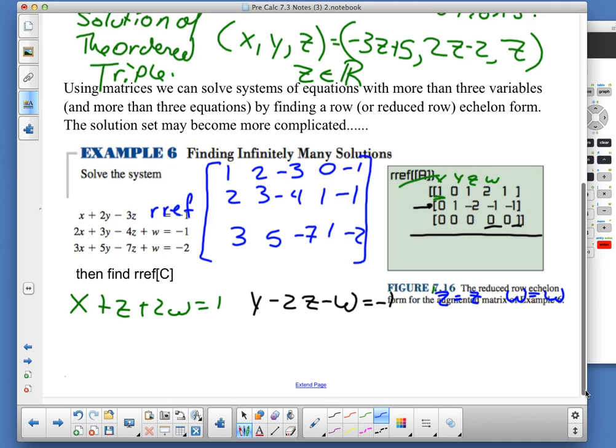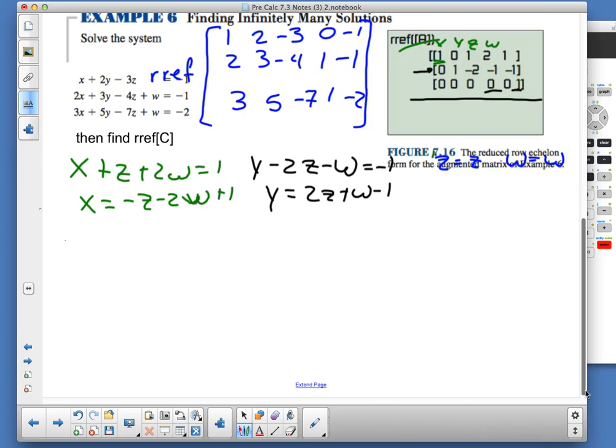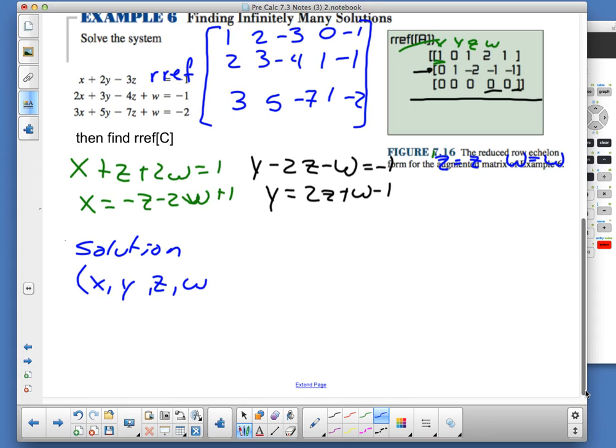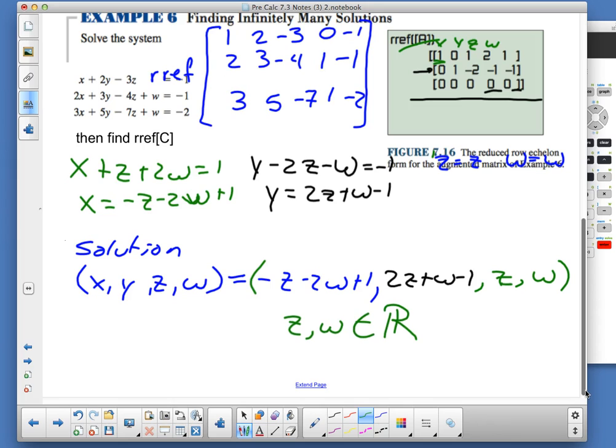I'm going to solve X in terms of Z and W. That's the first thing I'm going to do. So when I do that, X is equal to negative Z minus 2W plus 1. And I'm going to solve for Y. Y is equal to 2Z plus W minus 1. And again, I house this as a triple in this solution. Okay, X, Y, Z, and then W equals, for X, negative Z minus 2W plus 1. My Y, 2Z plus W minus 1. And remember, I wrote Z and W equal to themselves, where Z and W are contained in the real set of numbers.